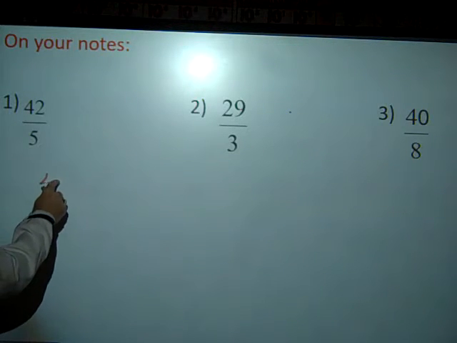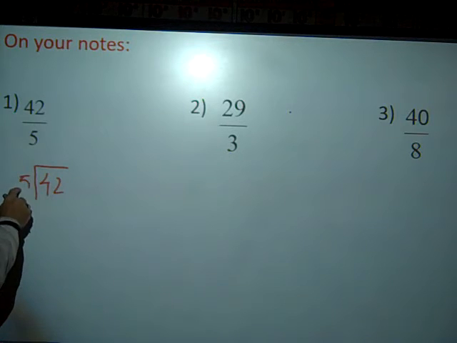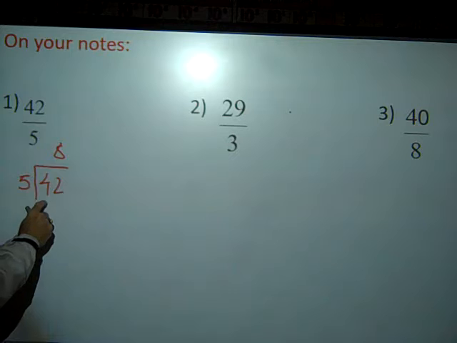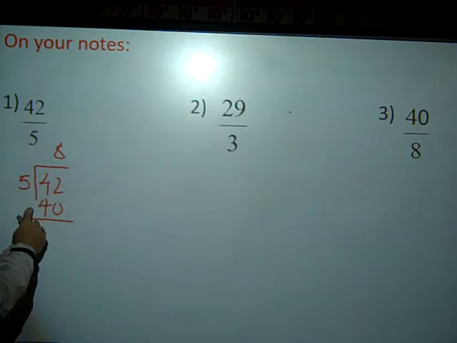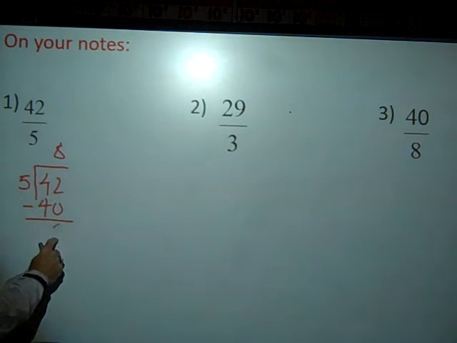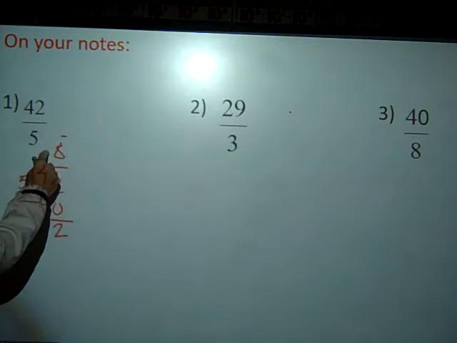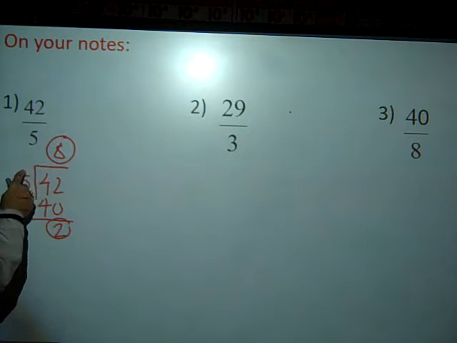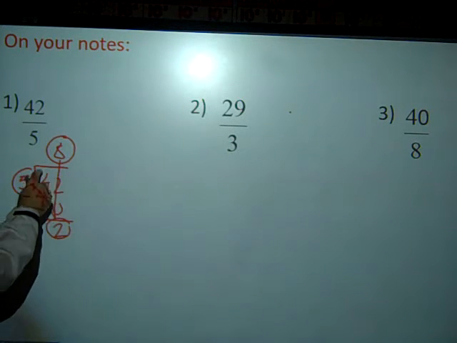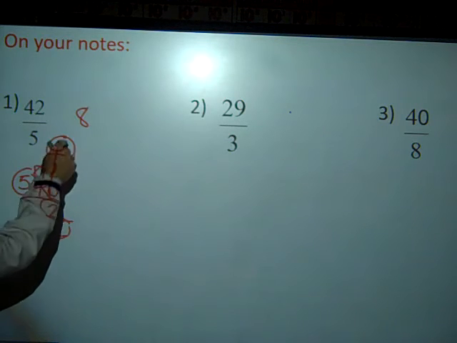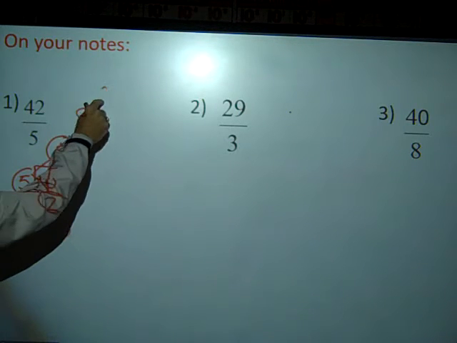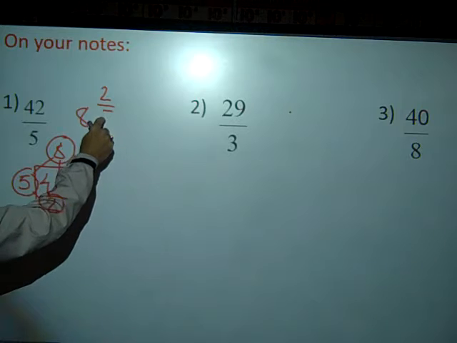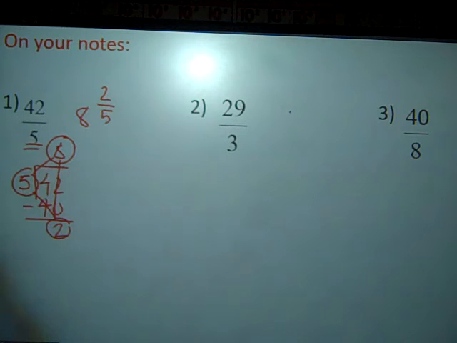So 42 divided by 5. 5 goes into 42 8 times, that gives me 40. 42 minus 40 gives me 2. So whole number, numerator, denominator. It's that triangle. Okay? Whole number, numerator, denominator. Denominator didn't change. 8 2/5.